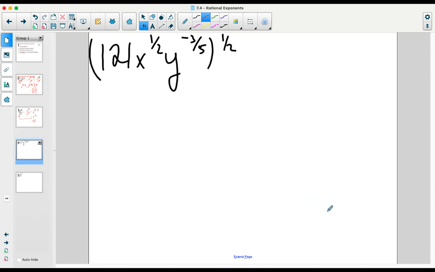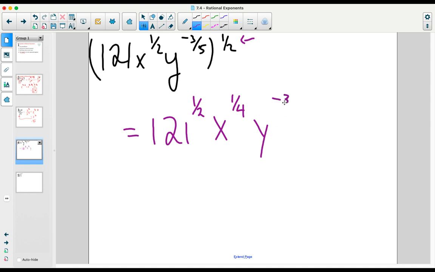In our next example, we have a power to a power situation. The most common mistake in an example like this is forgetting to apply this 1/2 power on the outside to all of the individual factors of the inside. So 121 will get that 1/2 power. X to the 1/2 will get that 1/2 power, making it 1/4. And y to the negative 3/5 will get that 1/2 power, making it y to the negative 3/10.